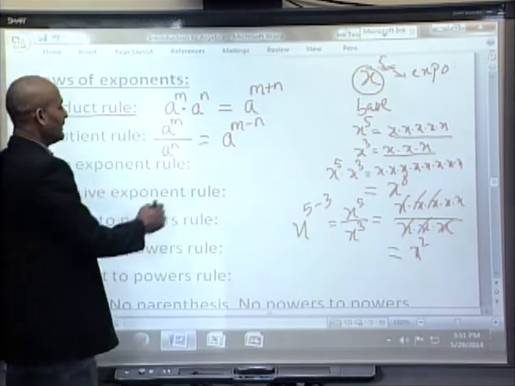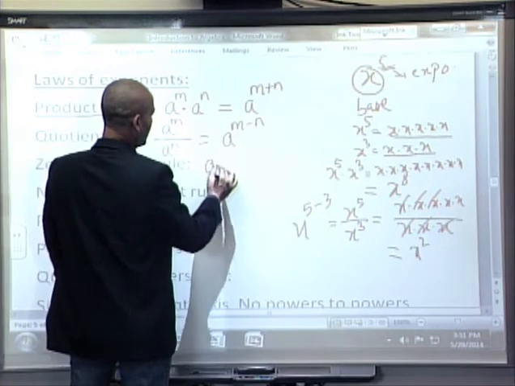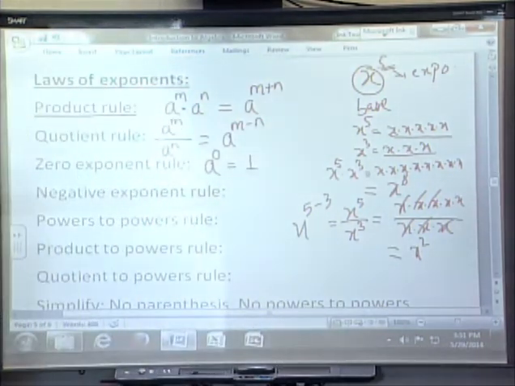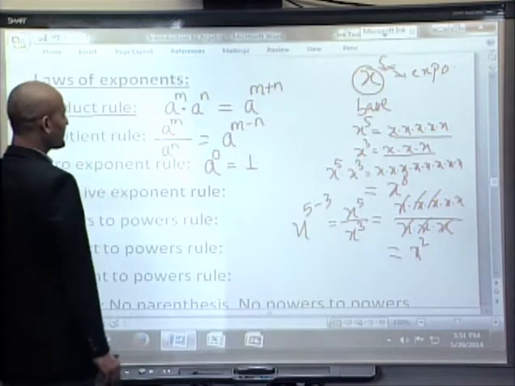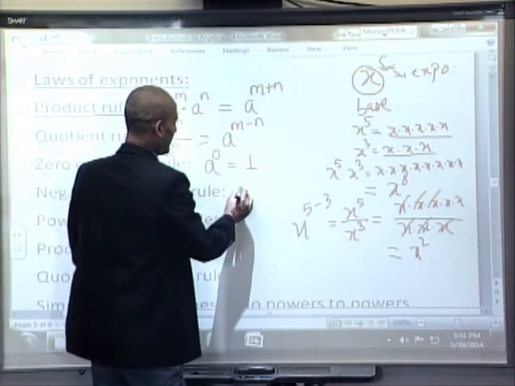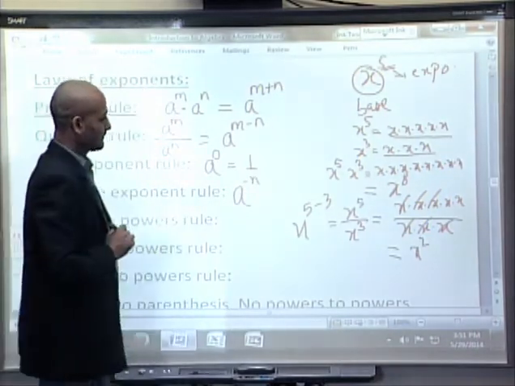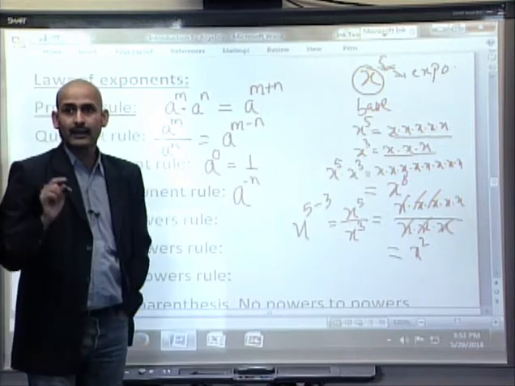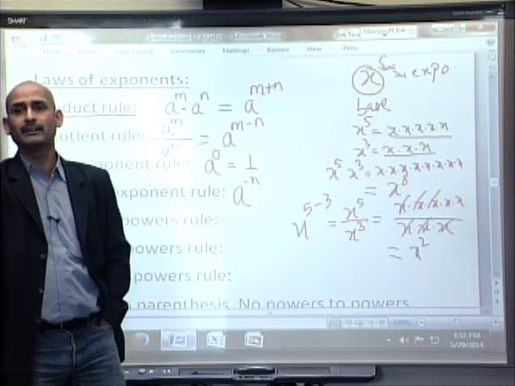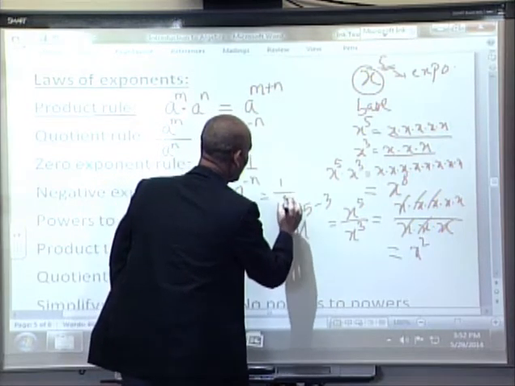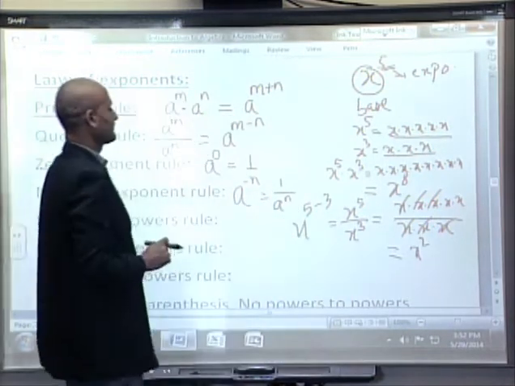The zero exponent rule says this: any number raised to the 0 is 1. Any number raised to the 0 means there is no exponent, so it should be 1. Now, the negative exponent rule says this. We write a raised to negative n, a negative number in the exponent. This means nothing more than 1 over a raised to the n.